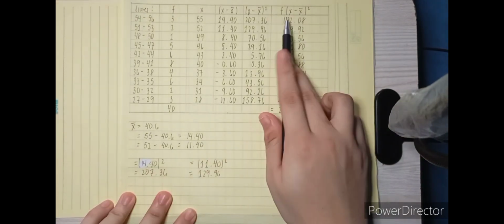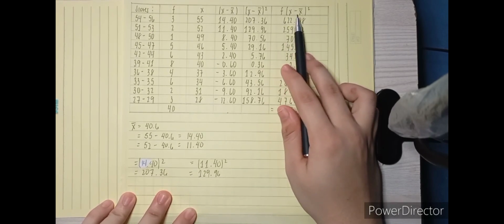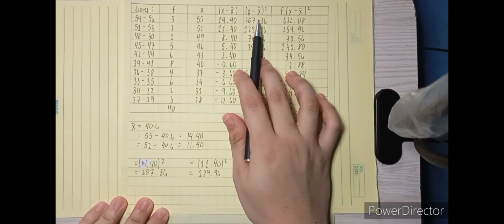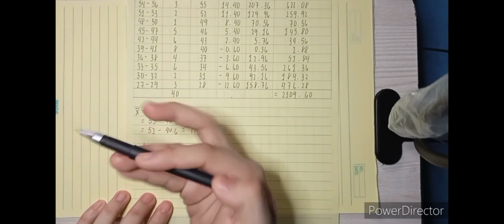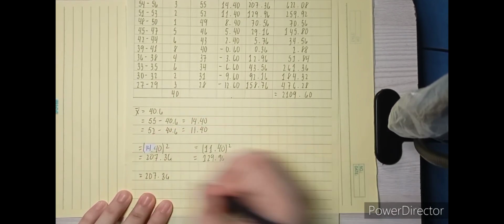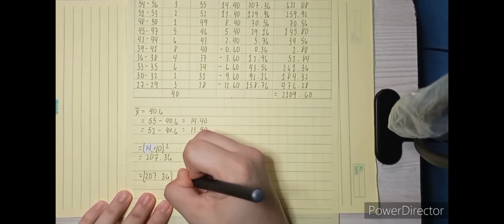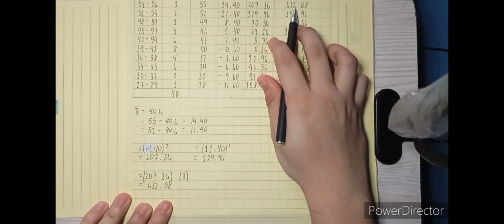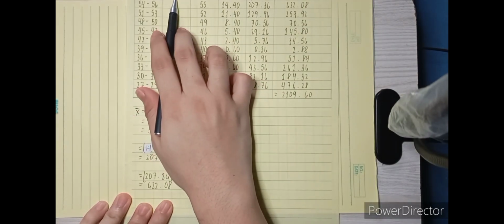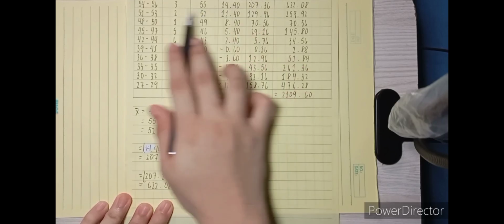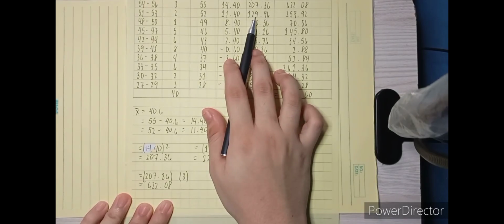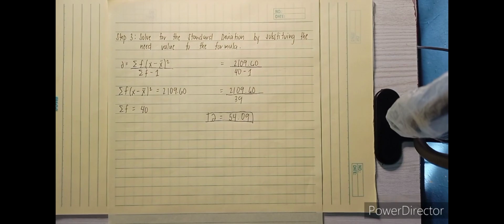So, ngayon naman, paano makuha ang frequency x minus x bar squared? So, ang ating x minus x bar squared ay mumultiply lang natin sa ating frequency. Example, 207.36 times 3 is equals to 622.08, which is nandito. Ibig sabihin, ang formula lang natin is frequency times the x minus x bar squared. 3 times 207.36 is equals to 622.08. 2 times 129.96 is 259.92.